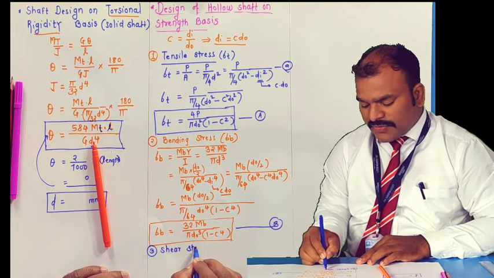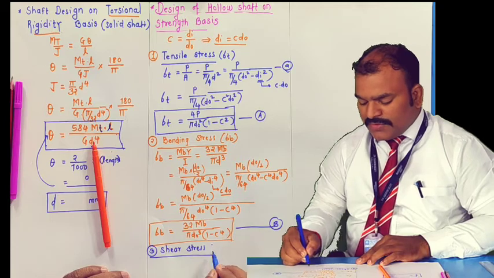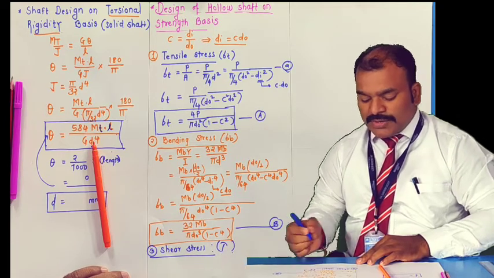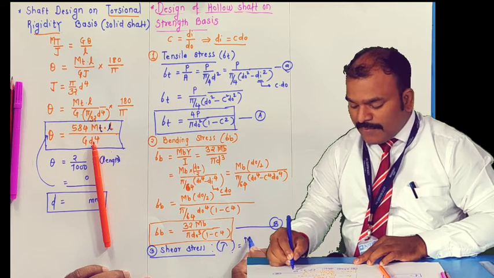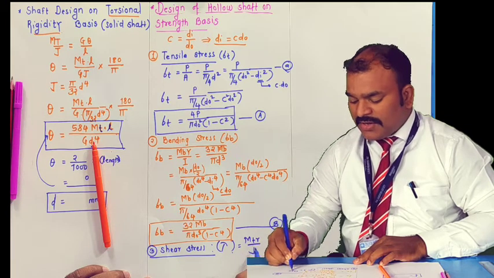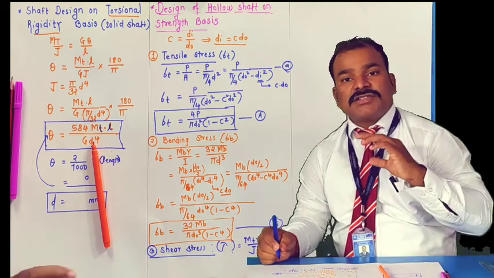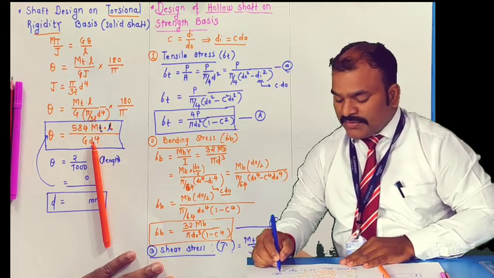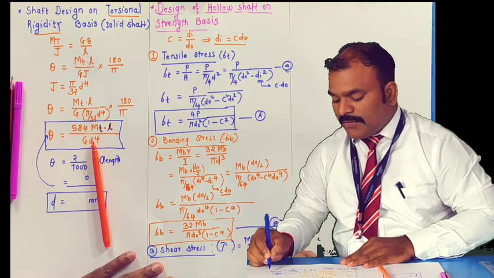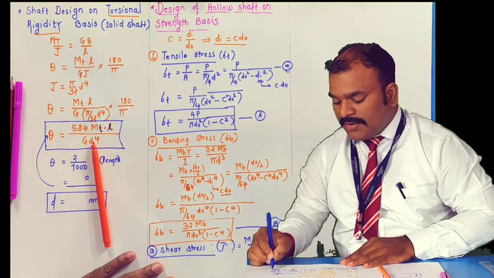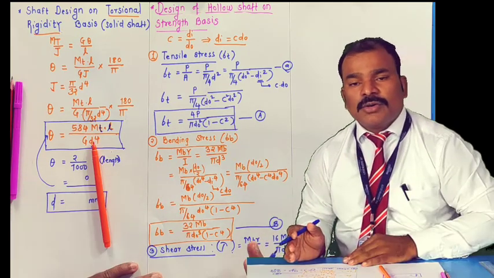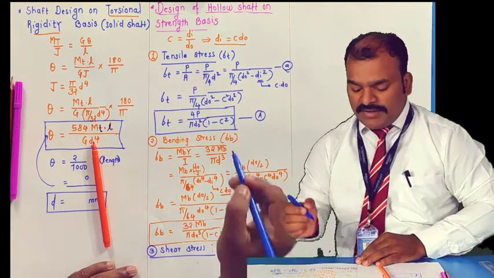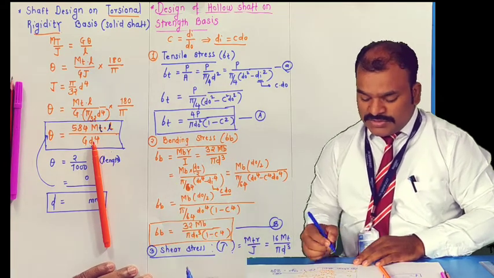Shear stress. Very simple, that is tau. We can calculate tau as we know, tau is equal to Mt r by J, and that we have converted for the circular cross section to 16 Mt by pi d cube. So this is the general equation. Now we'll have to convert it into a hollow shaft, following the same procedure as for bending stress.